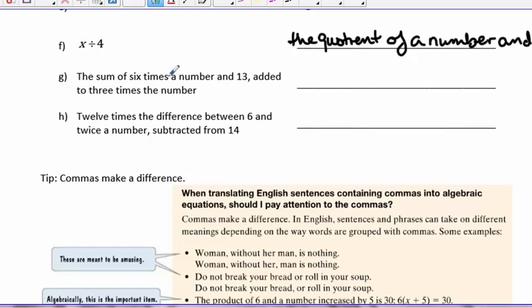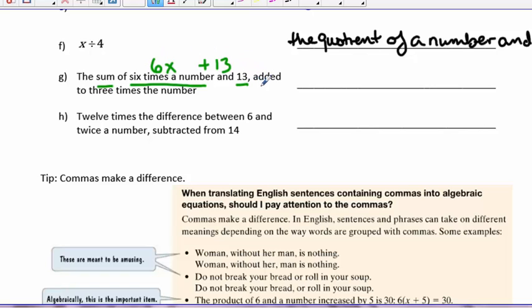The sum of 6 times a number and 13. So sum is addition, and it's the addition of the quantity 6 times a number and 13. So 6 times a number is 6x. We're adding that, summing that with 13, plus 13. That all comes before the comma.